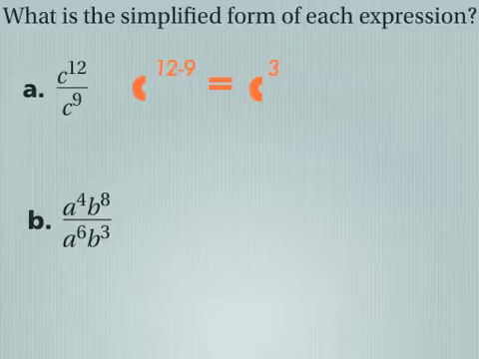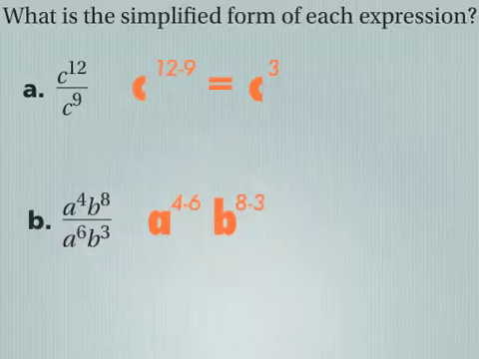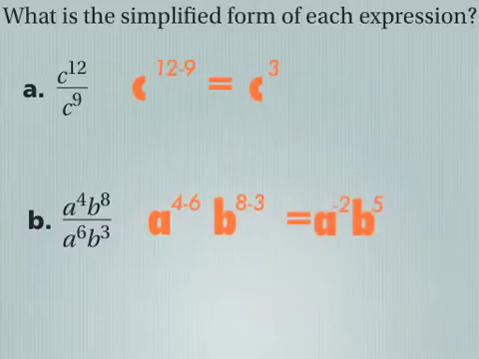In example B, we have a to the 4th times b to the 8th divided by a to the 6th times b to the 3rd. Notice in this case, we have like terms: a to the 4th on top, a to the 6th on the bottom, and also the same base, b to the 8th over b cubed. So I can combine my a's and combine my b's. It would be a to the 4 minus 6 power, and then b to the 8 minus 3 power. When we subtract these, we're going to get a to the negative 2nd times b to the positive 5th.